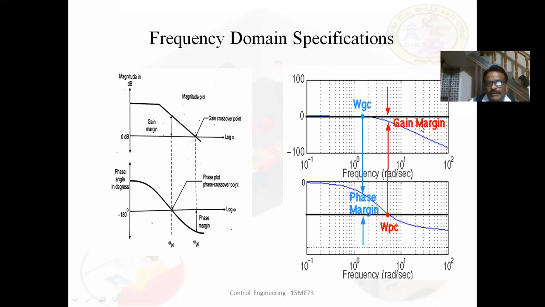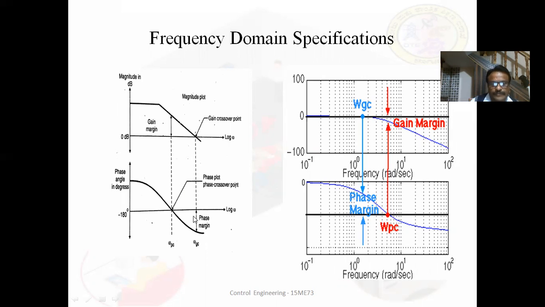Now you can see here. The gain margin is positive, and the phase margin here is positive. If gain margin and phase margin both are positive, then the system is said to be stable. This is the gain crossover frequency. This is the phase crossover frequency. Gain crossover frequency is less than phase crossover frequency, so here it is a stable system.